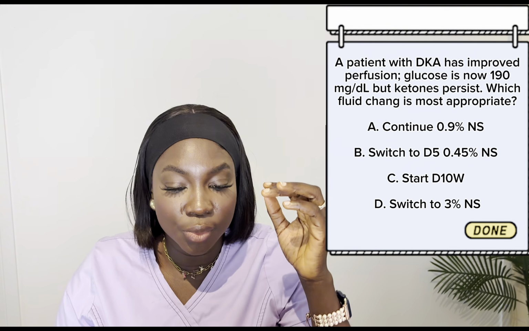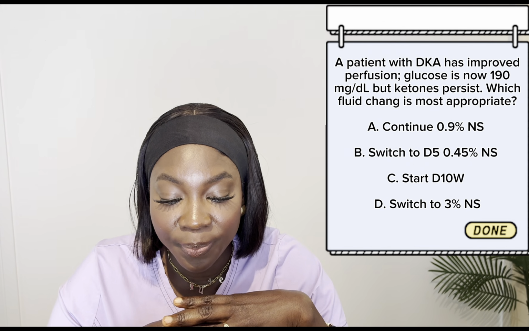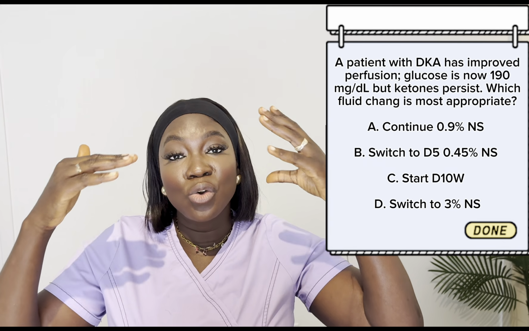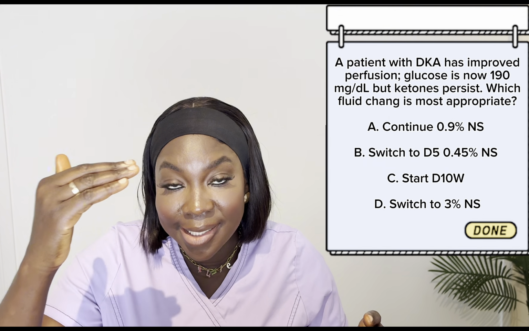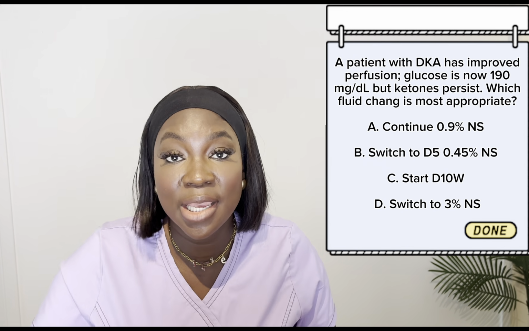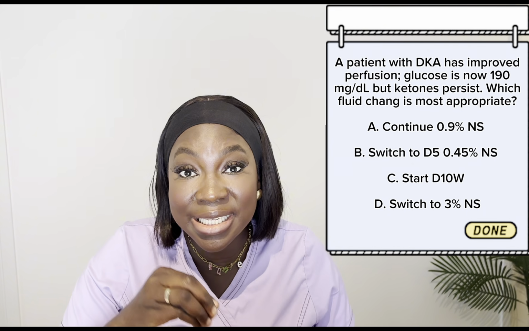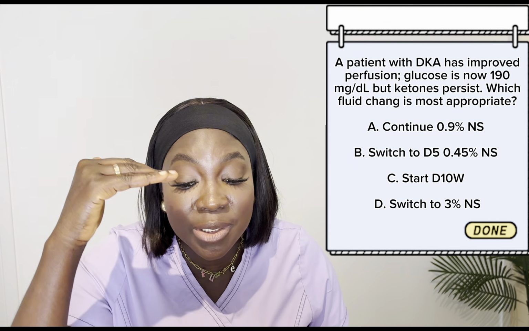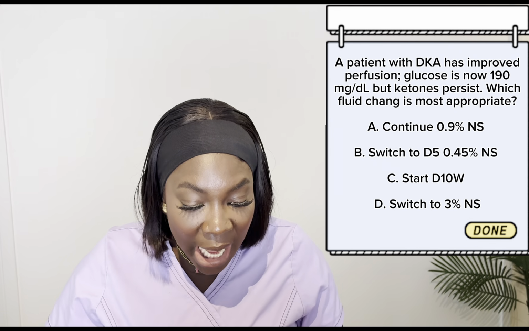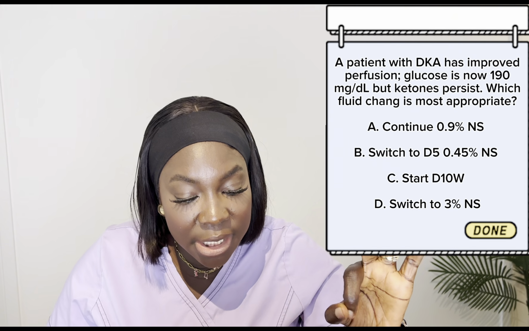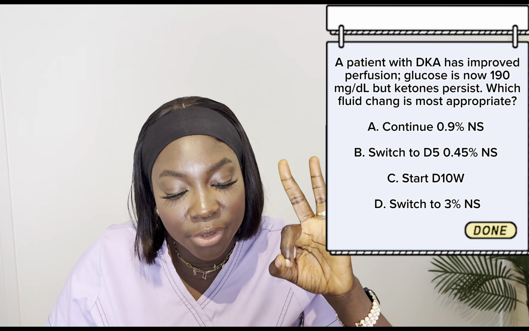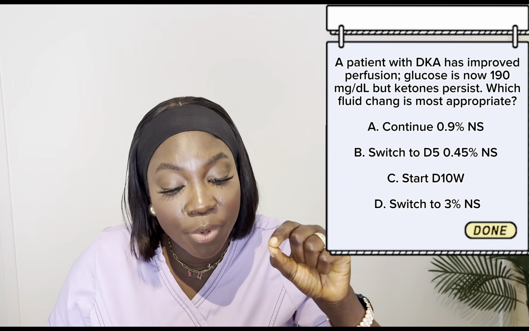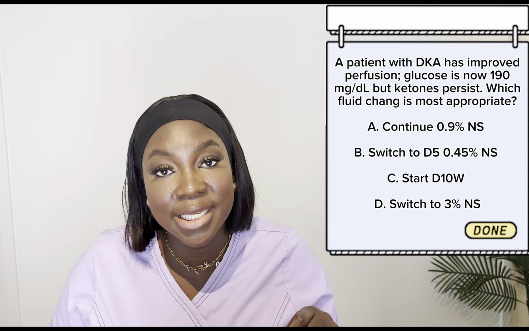Now let me explain it to you. These patients have DKA, and in DKA they will experience high blood glucose. Now it says in the question, the glucose is now 190, which means they've already been given insulin to lower that blood glucose to 190, but ketones persist. Okay, now you should give them B, switch to D5 0.45 normal saline. This is 5% dextrose in 0.45 normal saline, in half saline.